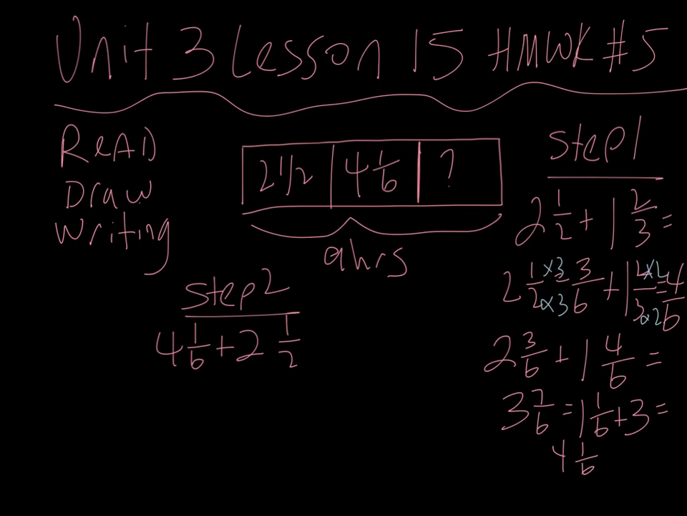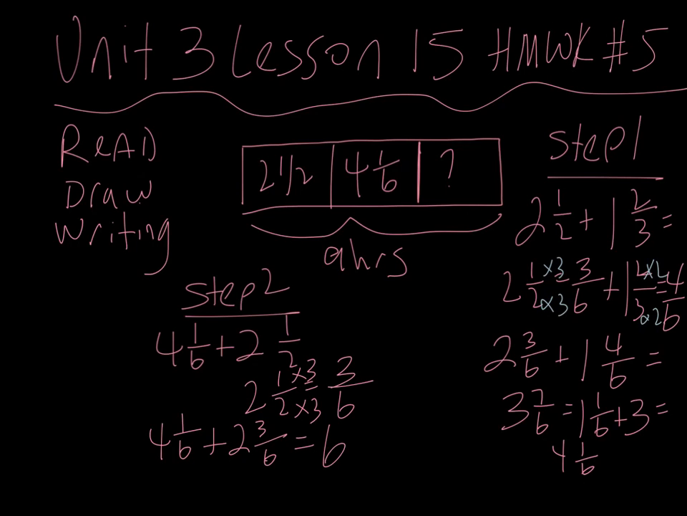So now to add these, I get a common denominator of 6 because 2 times 3 is 6. So I do 2 times 3 and 1 times 3 to get 2 and 3/6. So now I'm going to add 4 and 1/6 plus 2 and 3/6. When I add the whole numbers together, I get 6. When I add the fractions together, I get 6 and 4/6. Okay? So now I know the total of those two. That's what I just figured out.